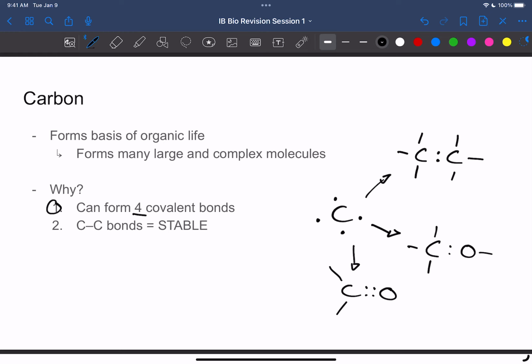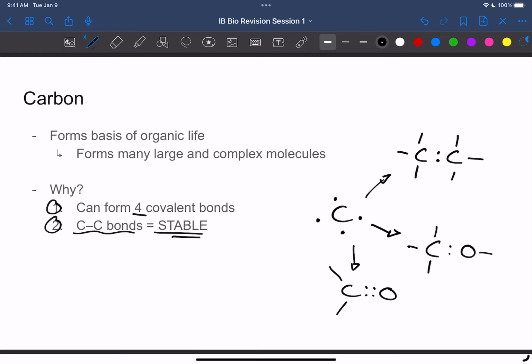And this is still 4. 1, 2, 3, 4. So you count a double bond as 2, and when it's a triple bond, you count it as 3. So that's one reason: it can form 4 different bonds. And the second reason is that carbon to carbon bonds are very stable.